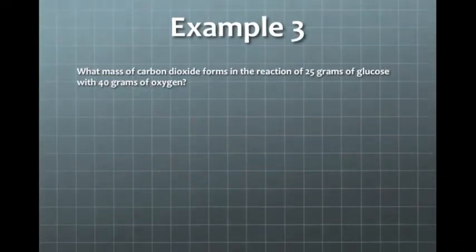What mass of carbon dioxide forms in a reaction of 25 grams of glucose with 40 grams of oxygen? First off, the thing you want to do with this problem is balance out the equation. We're going to go ahead and give you the balanced equation now. Next, we're going to convert everything into moles so you can better see the information and use it to solve the problem.